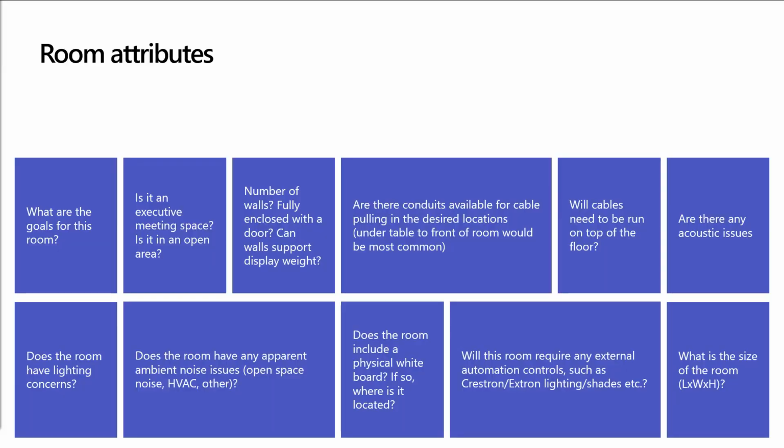So when reviewing your rooms and spaces, what should you look for? What is the goal of this room? Will cables need to be run on top of the floor? Is there a physical whiteboard? Does the room have any apparent ambient noise issues, such as a loud air conditioning unit or a refrigerator in the room? Do you need to control external devices, such as lowering shades, lowering a screen, turning on a projector? So do you need to tie in with existing room controls? Can the walls support the display weight? Are there any acoustic issues? Is the room all glass? So all of these attributes will need to be considered to help you choose the correct Teams rooms for the correct space.